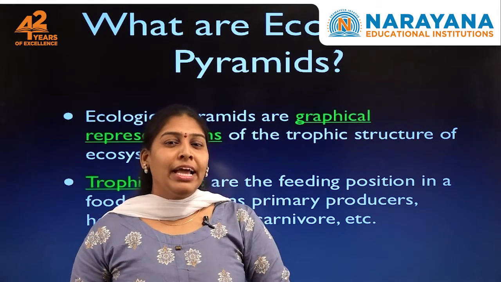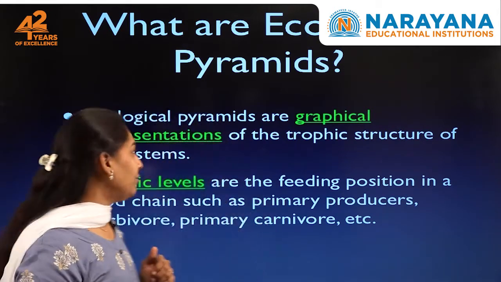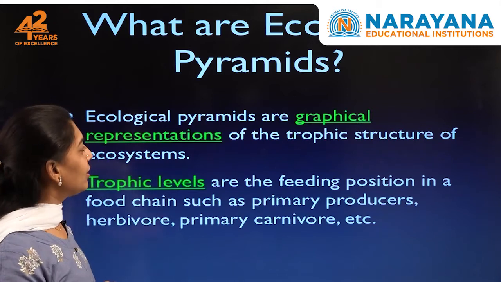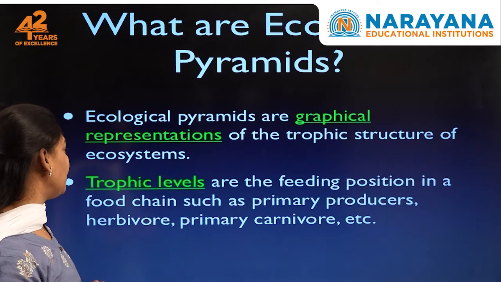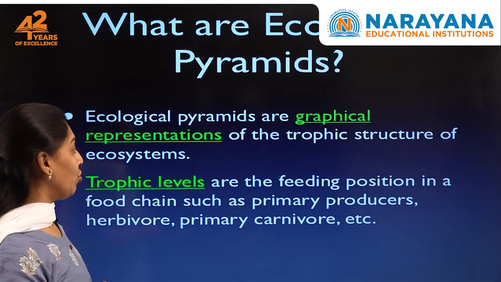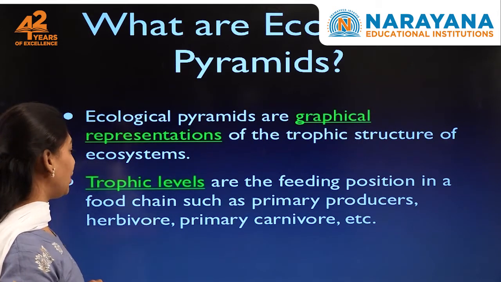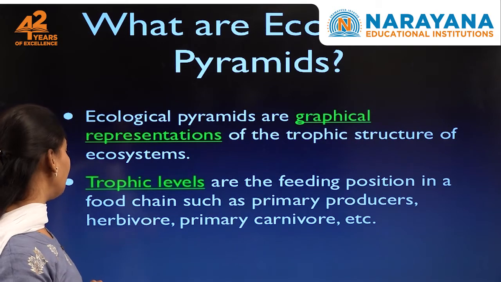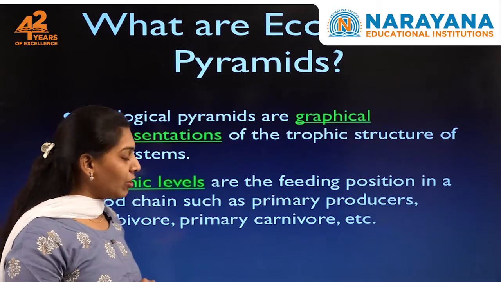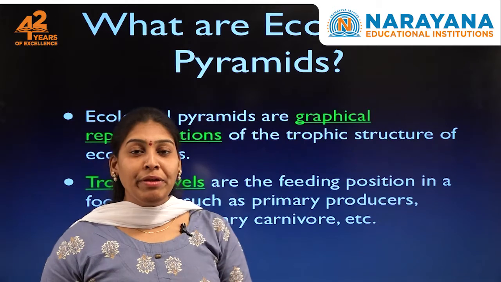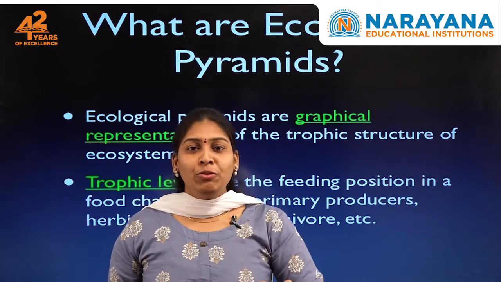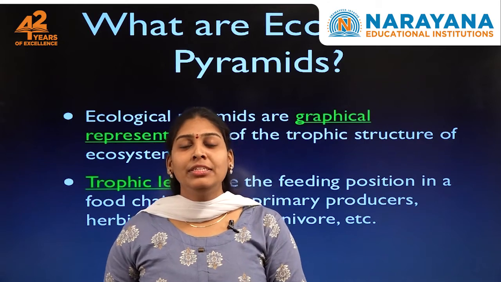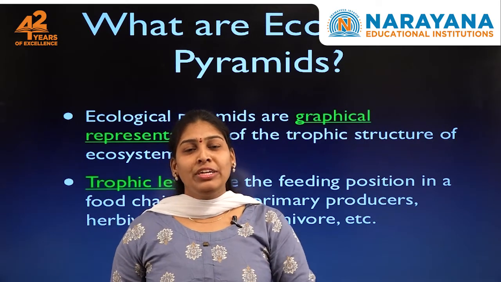What is meant by ecological pyramids? Here is the definition. Ecological pyramids are the graphical representation of the trophic structures of ecosystems. Trophic levels are feeding positions in a food chain, such as primary producers, herbivores, primary carnivores. Do you know the meanings of these? Herbivores are the grass eating animals, and carnivores are the flesh eating animals.